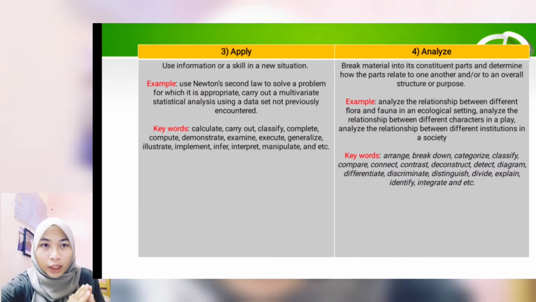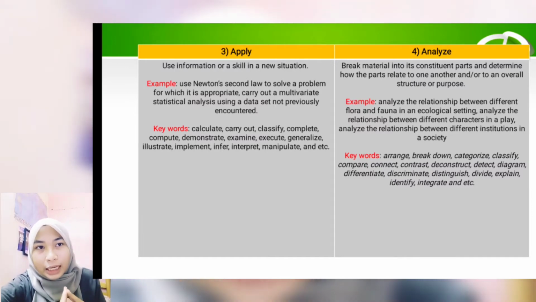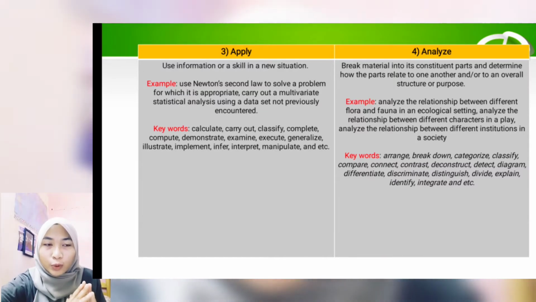Other words that we can use for applying are calculate, carry out, classify, complete, compute, demonstrate, examine, execute, and so on, as you can see on the slide.